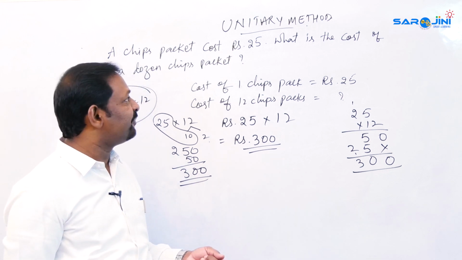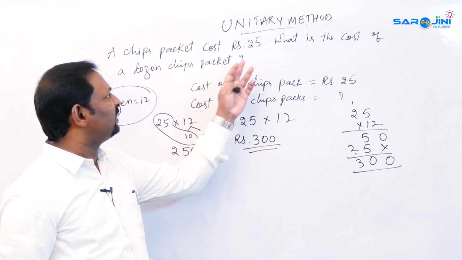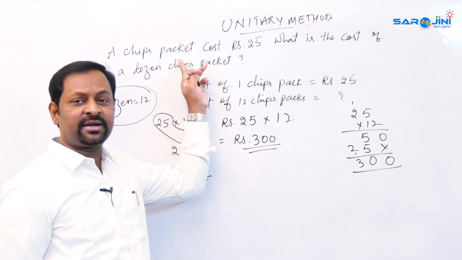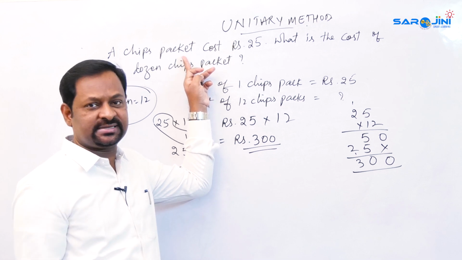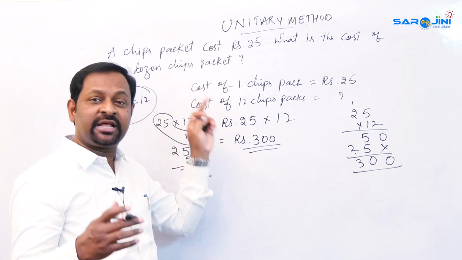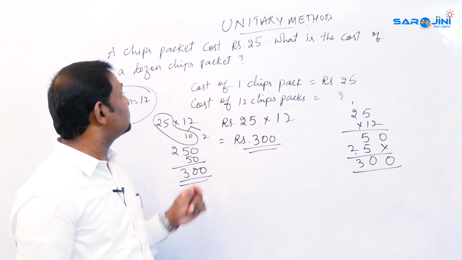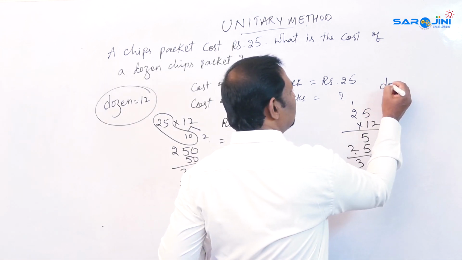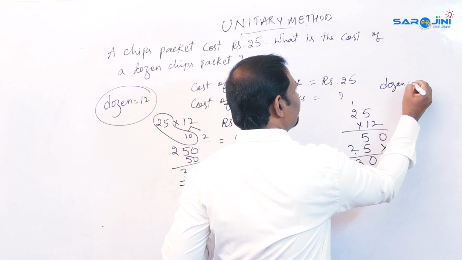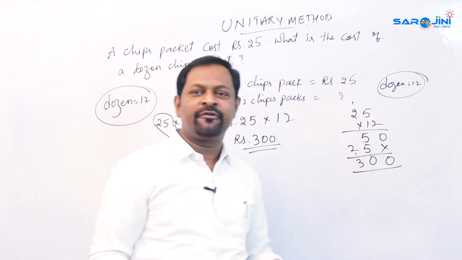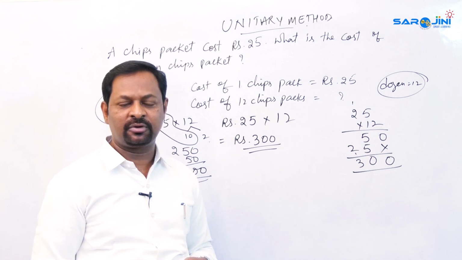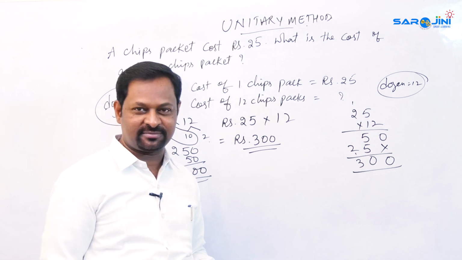Okay. So instead of chips packets it may be other things, other names, other articles, other quantities, and instead of dozen there may be other terms. Dozen is a name that means 12. So in the coming examples I'm going to give a few more points you have to note down. Okay, we'll go with one more question.